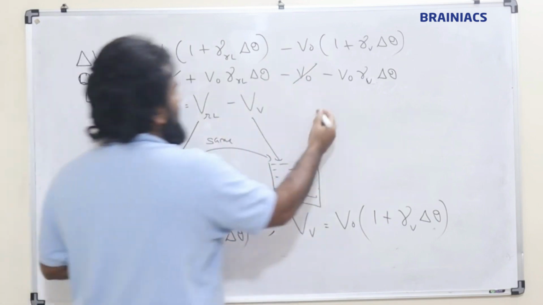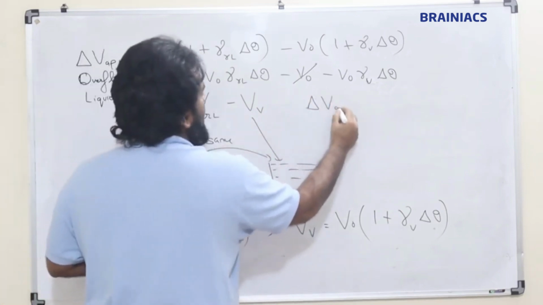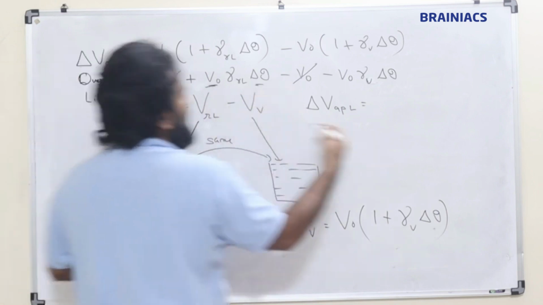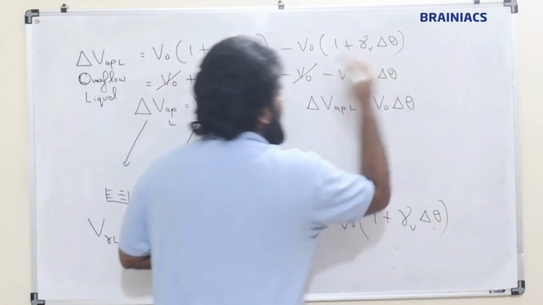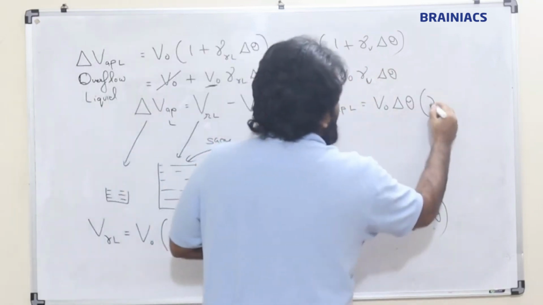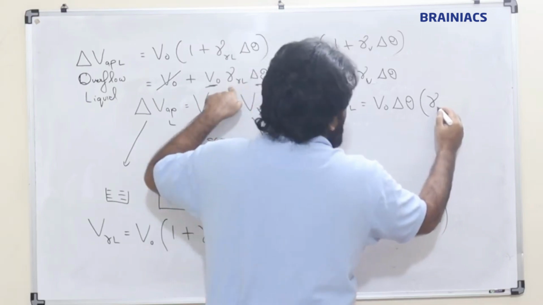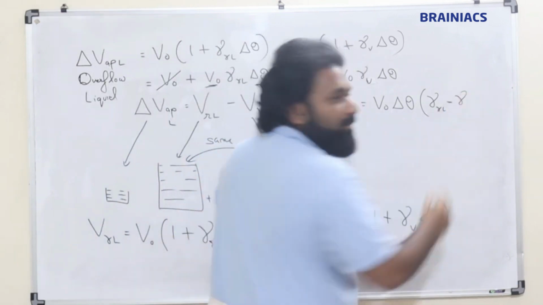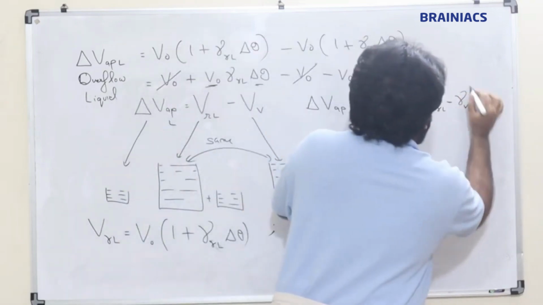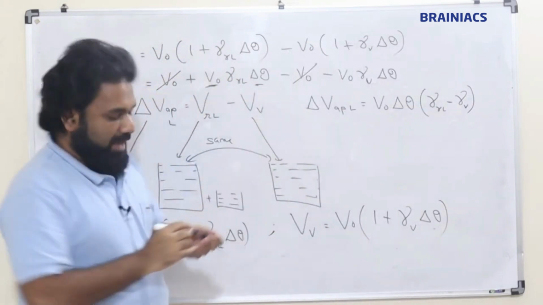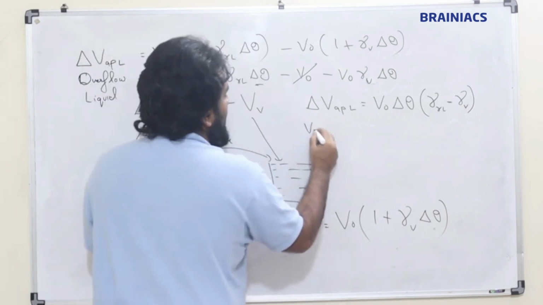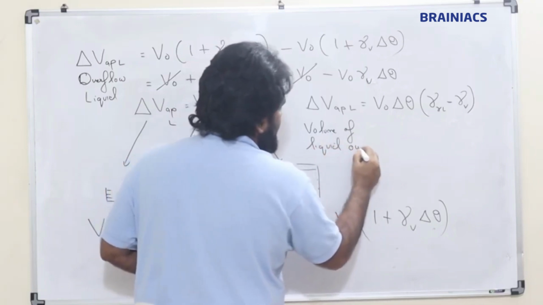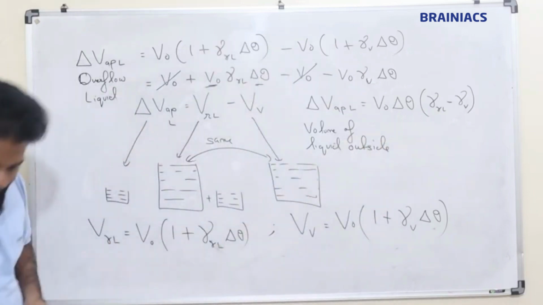V naught can be cancelled out. And what also can be done? Delta V apparent of the liquid is equal to, so this V naught delta theta we can take outside. If we take V naught delta theta outside, this is nothing but the coefficient of volumetric expansion of liquid. I am writing R just for our understanding. Clear? Minus the coefficient of volumetric expansion of vessel. This is the apparent change in volume, or volume of liquid outside or overflow. Clear? So this is important.